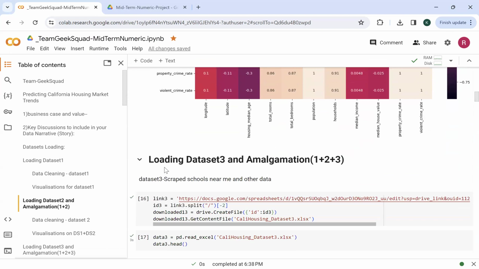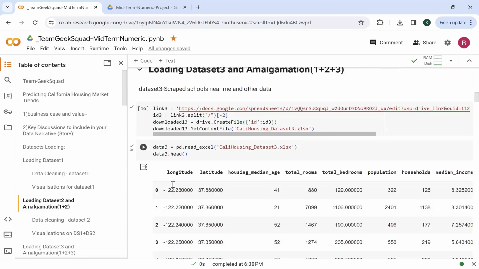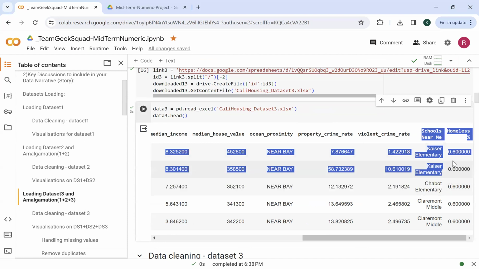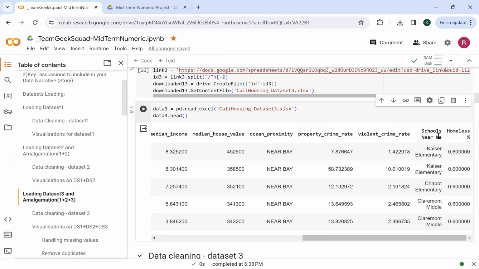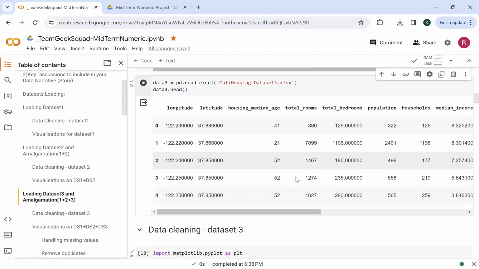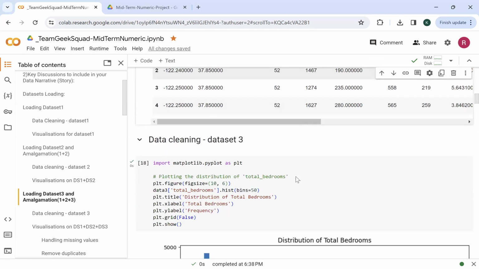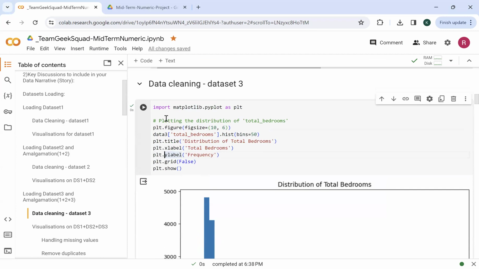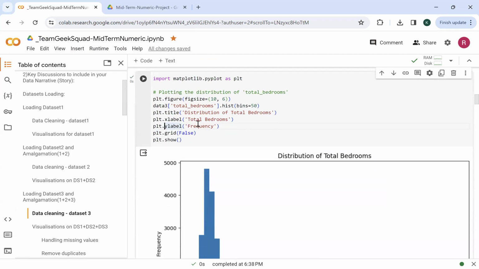Coming to dataset three, here we scraped a dataset which contains the schools near me and other information, and we amalgamated it with the previous dataset. You can take a look at the columns which are amalgamated. The data cleaning is already performed, and some of the visualizations are done.